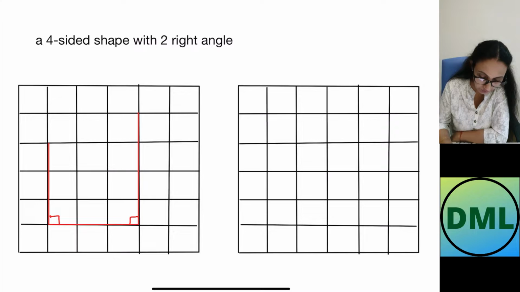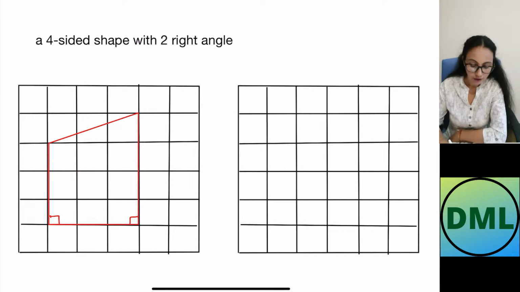How many sides have I drawn already? 1, 2 and 3 sides. I need 4 sides. So let's join this. So I will join like this. I have made a 4-sided shape with 2 right angles.